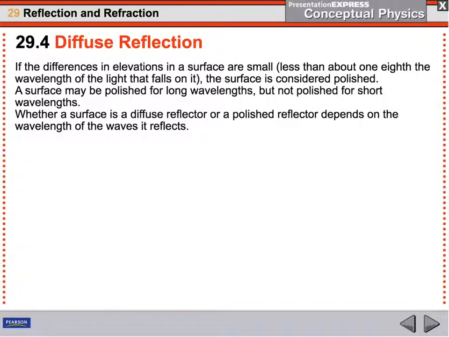If the differences in elevation in a surface are small, less than about 1/8 the wavelength of the light that falls on it, the surface is considered polished. A surface may be polished for long wavelengths, but not polished for short wavelengths. Whether a surface is a diffuse reflection or a polished reflector depends on the wavelength of the wave that reflects off of it.